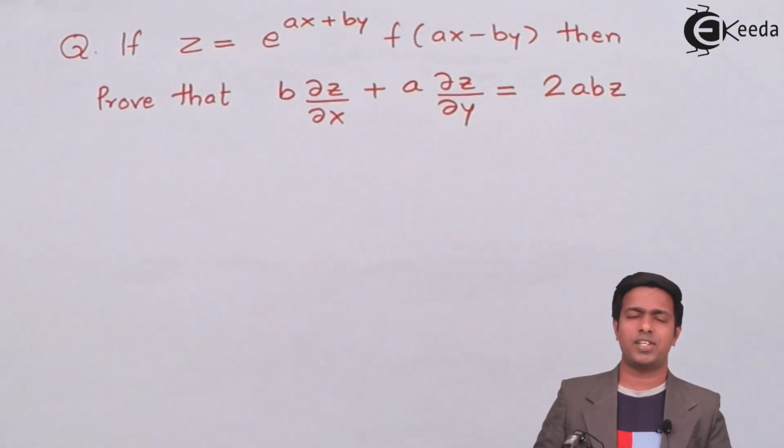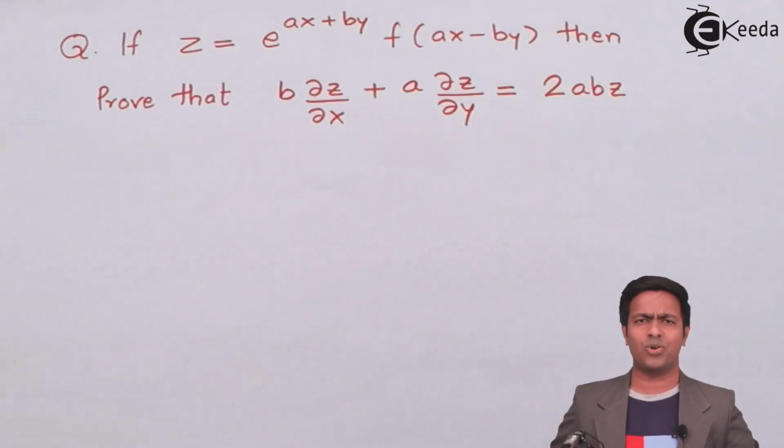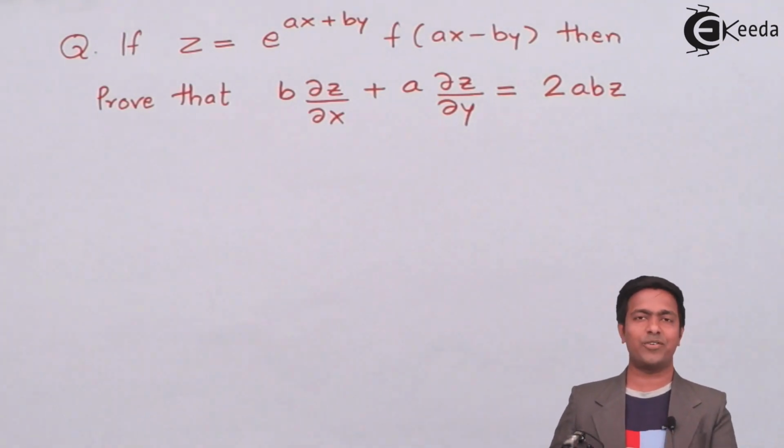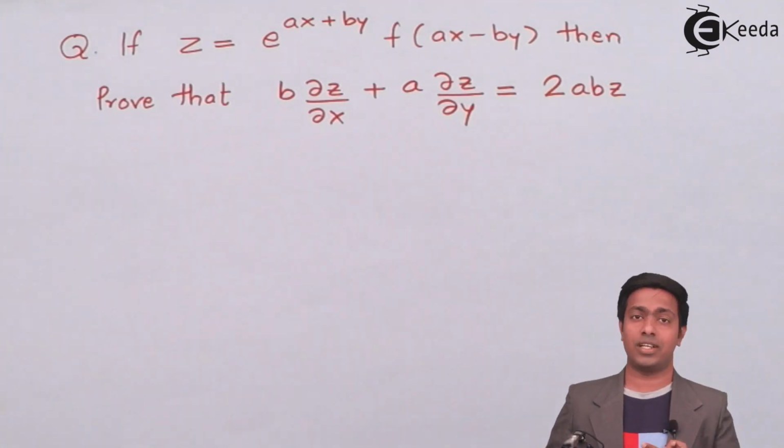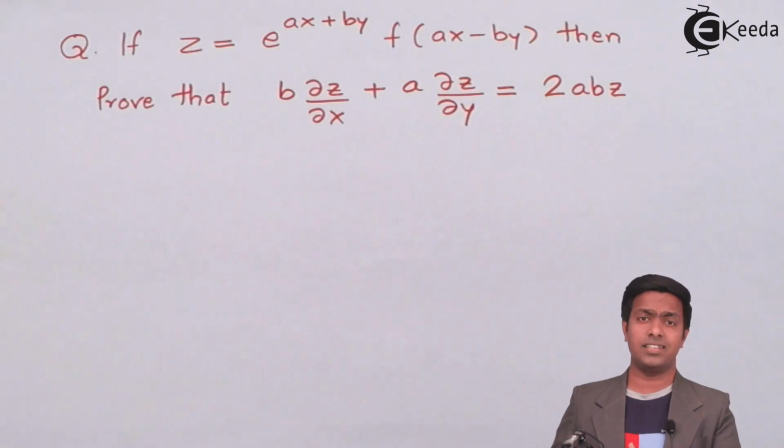Now guys, to prove this statement, on the left hand side we have two partial differentiation terms, that is del z by del x and del z by del y. So what we are going to do is find these two values, put those values in the LHS, multiply with a and b, and get the answer. So we'll easily get it. It's a very simple numerical.